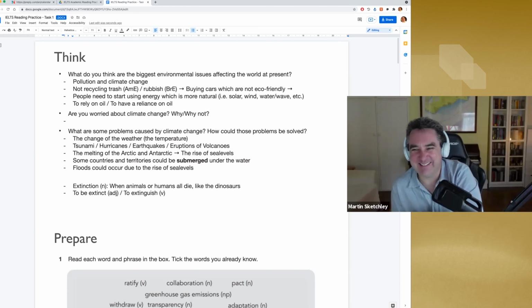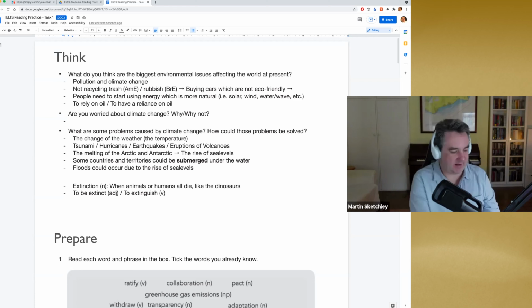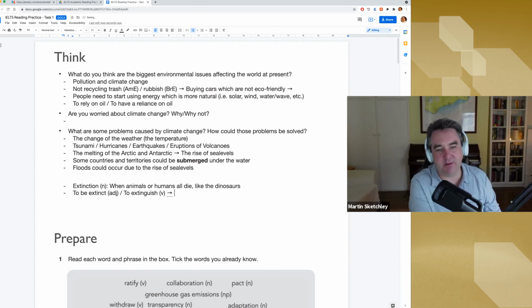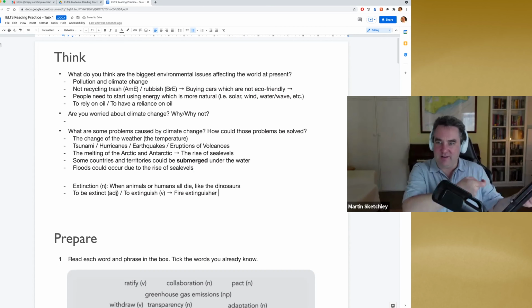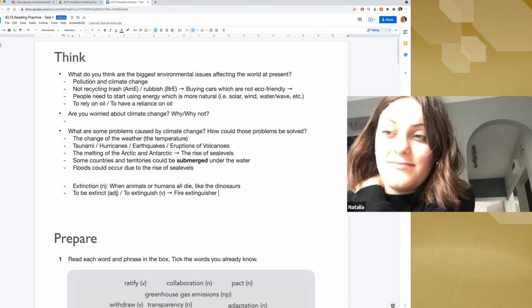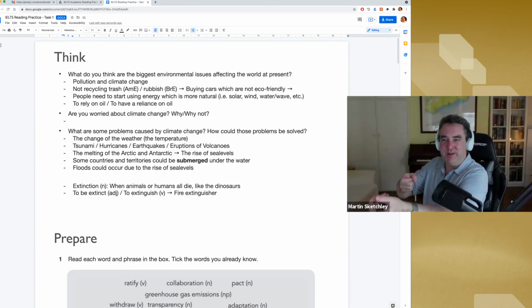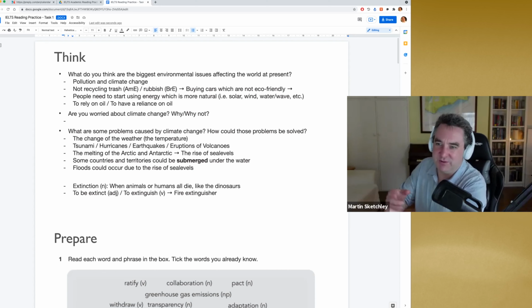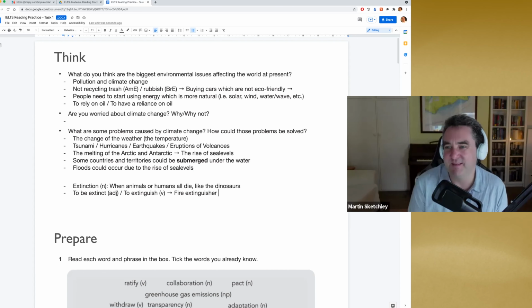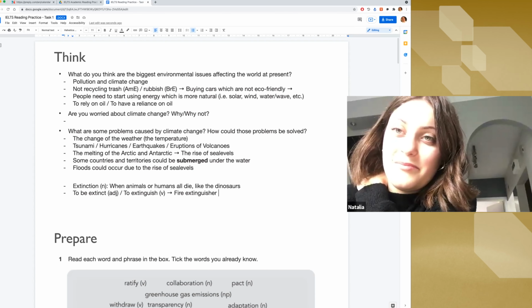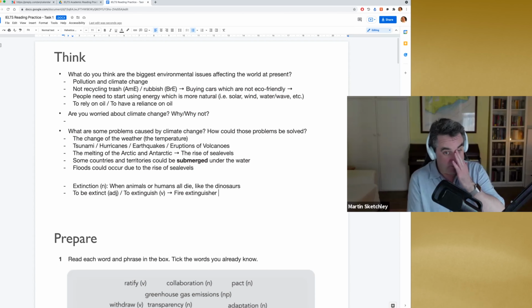And also from extinguish, we have another noun, like fire extinguisher. If there's a fire, you have a red thing, and it's got water or foam, and you extinguish the fire. You kill the fire. Okay. Anyway. All right. Very good.